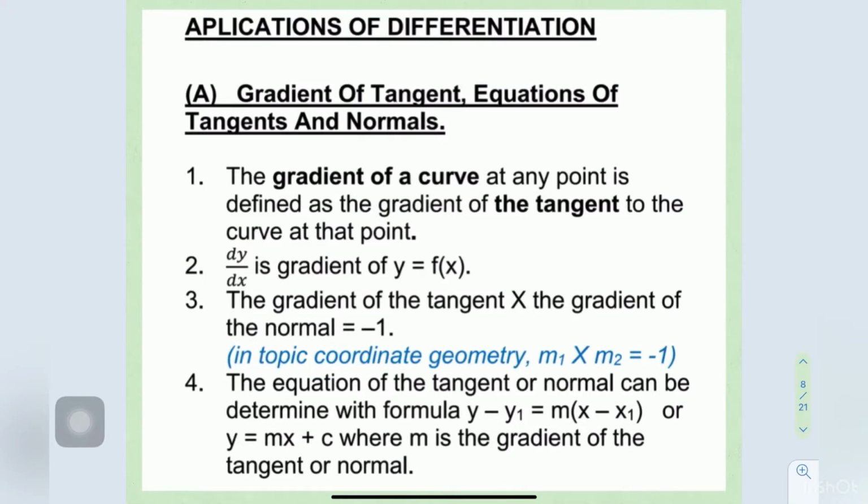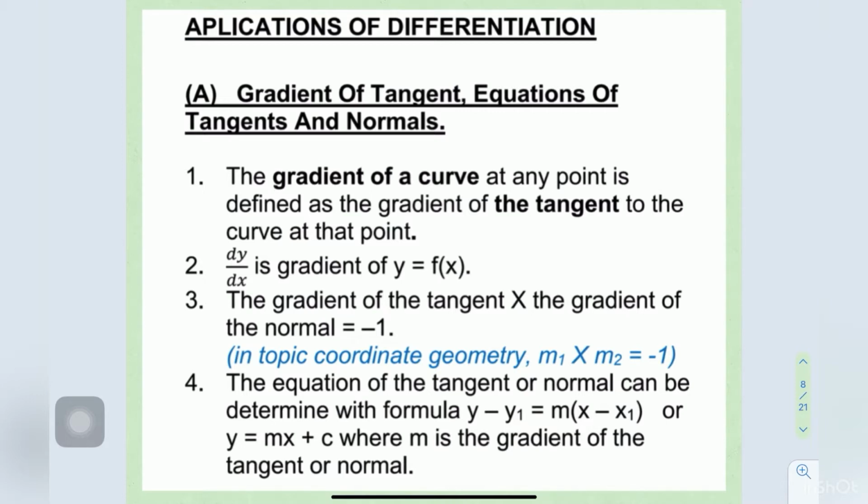Okay, we are still in the topic of differentiation. In our previous lesson, we learned the concept of differentiation, which is the limit, and the method to find the first derivative and second derivative by using first principle and formula. Now we are going to learn how to apply differentiation in daily life problems.